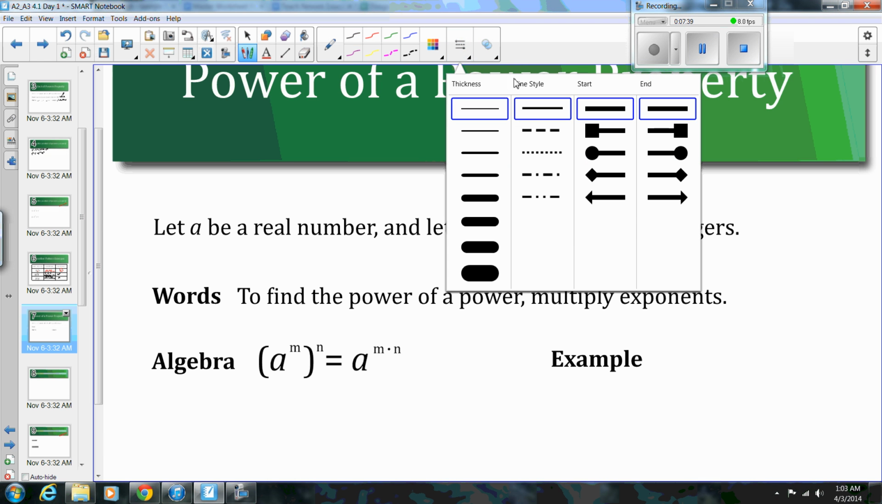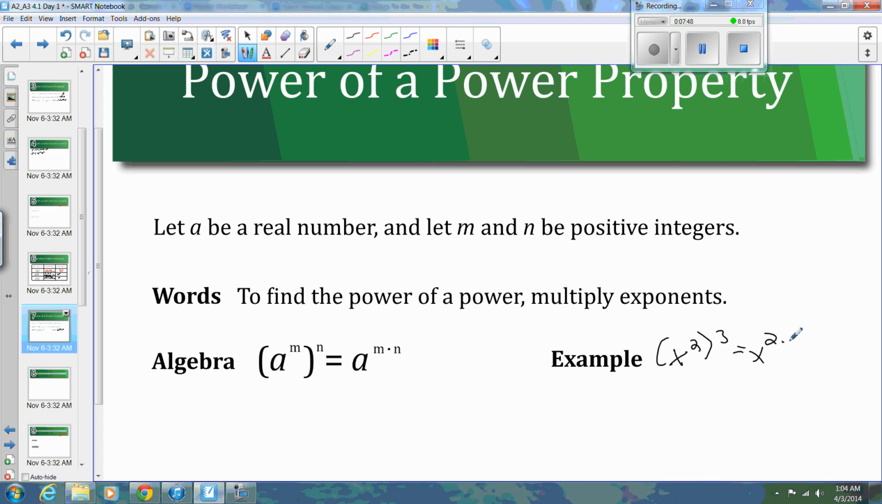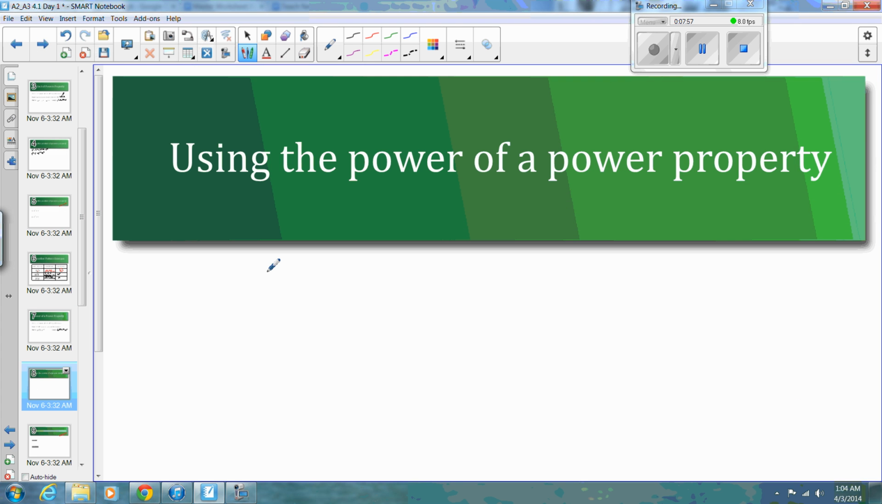And an example would be something to this effect. How about if I said, what is x squared raised to the 3rd power? Well, that's just simply x to the 2 times 3. What's 2 times 3? X to the 6th. Okay? So all of these can be sort of proved using expanded form. Let's get some practice in.